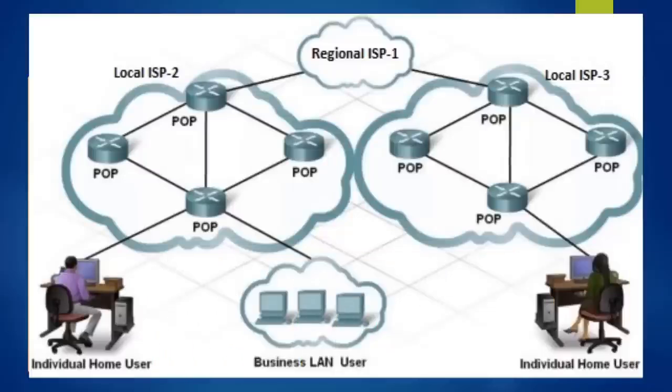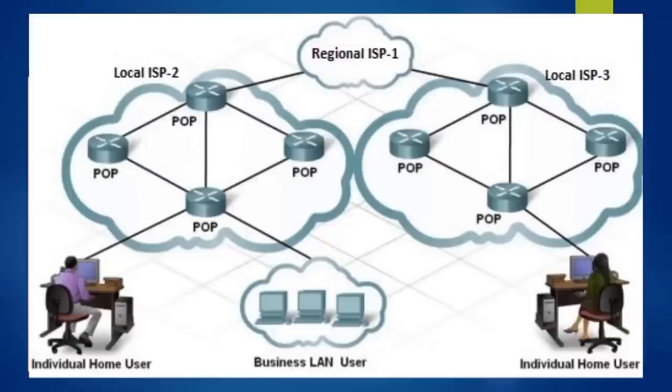And from here, we can draw the following conclusion. Some local ISPs can have more than one POP. However, some local ISPs can only have one POP. This depends on the size of the local ISP. For example, if a local ISP connects 4 different neighborhoods, it may have 4 different POPs. But if a local ISP connects only one neighborhood, it has only one POP.